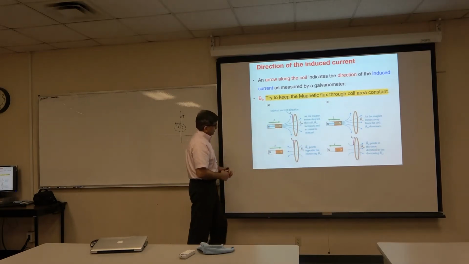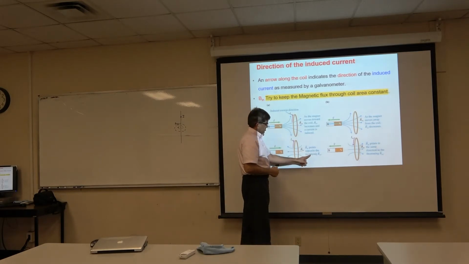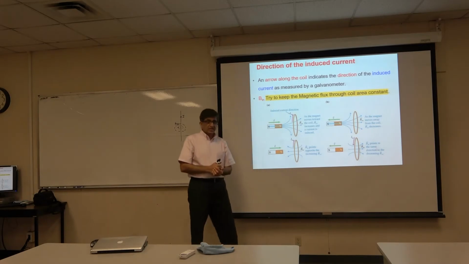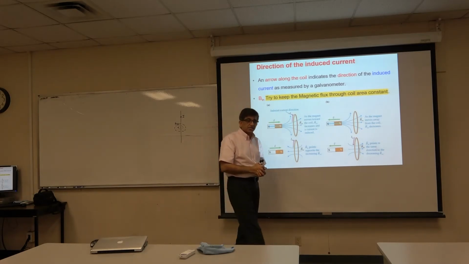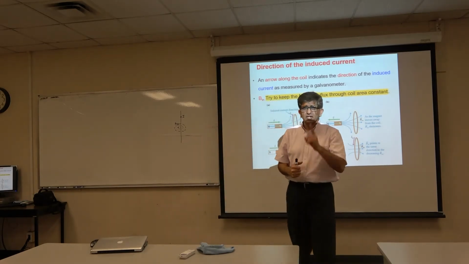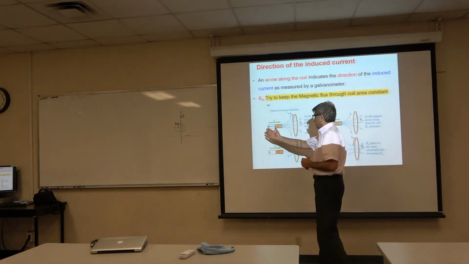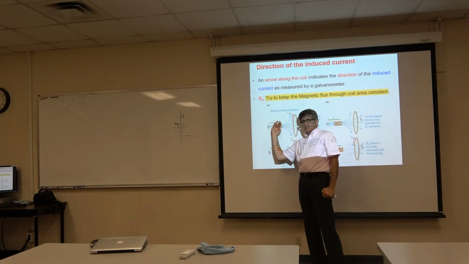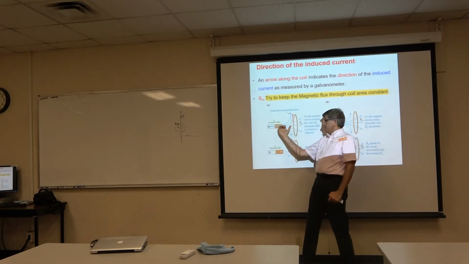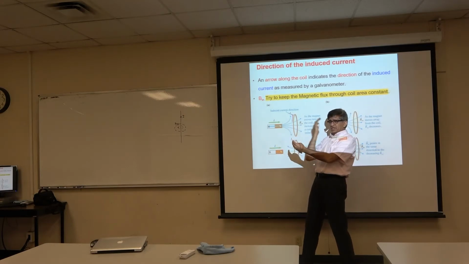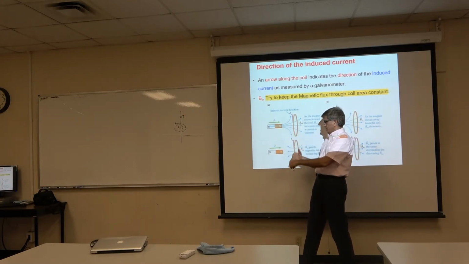Now, here the induced magnetic field is opposing the increasing external magnetic field. That's an important point: the external magnetic field, when it's moving through the external magnet towards the coil, as I am moving close towards the coil, I am increasing the external magnetic field.